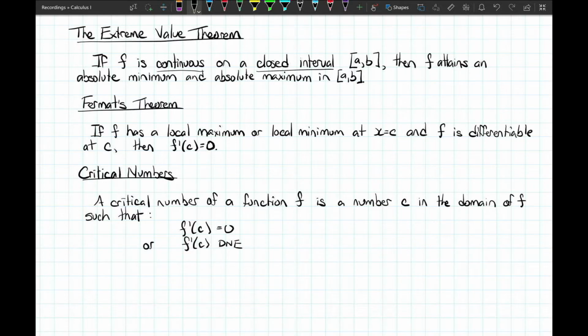Now, with all of these theorems and this idea of critical numbers, these are just the tools in the toolbox that allow us to find some sort of method to get absolute maximum and minimum values. We know that they're going to be available to be found if we have a function that's continuous on a closed interval, and we know that they're going to occur at critical numbers, with the exception of possibly an endpoint. Putting this all together, we come up with a method called the closed interval method.